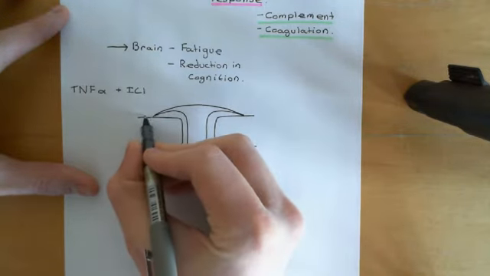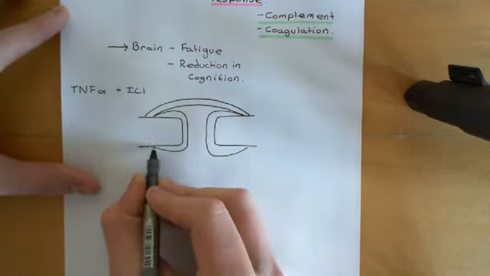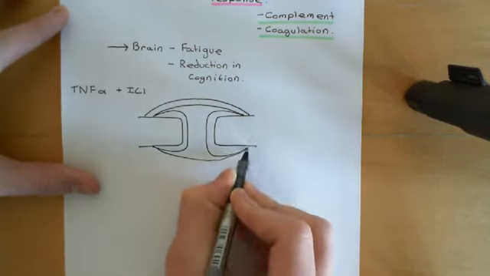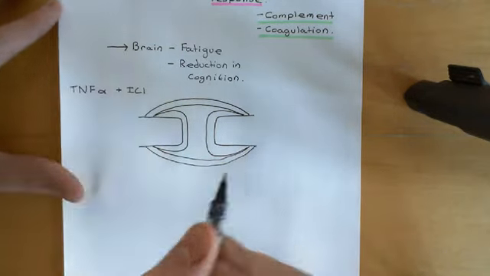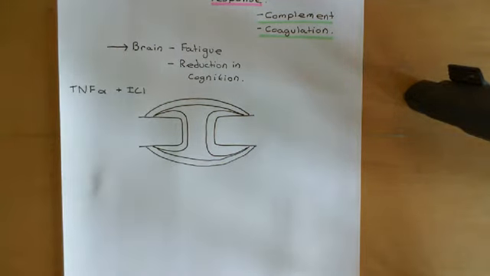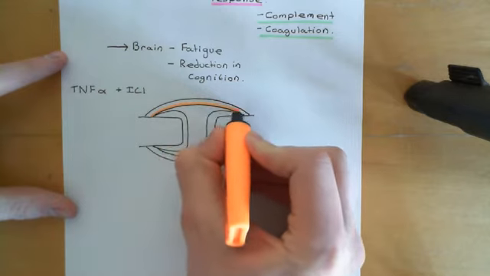Okay, and then you'll have the joint capsule here, which remember is made up of that fibrous membrane, and then the synovial membrane, which is the inner portion. And remember the synovial membrane consists of those two layers, the intima and the subintima. So I'll just colour in the synovial membrane here in orange.